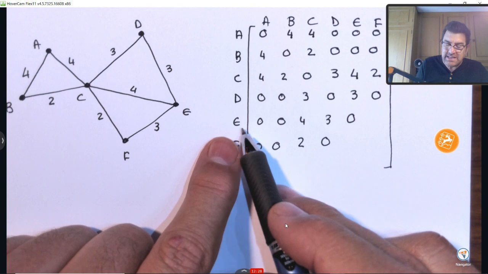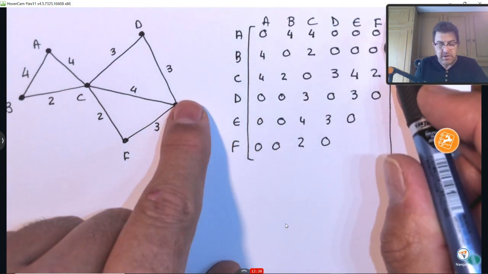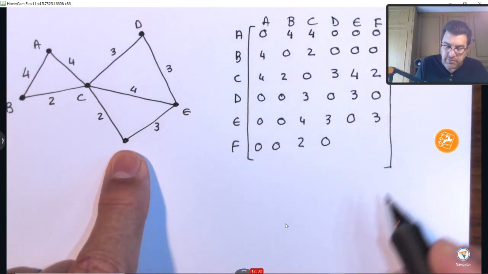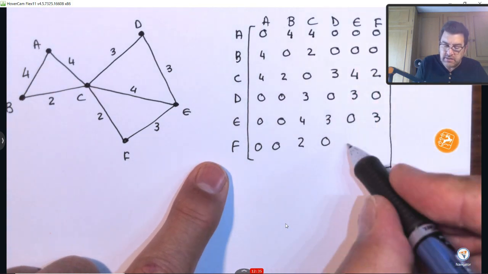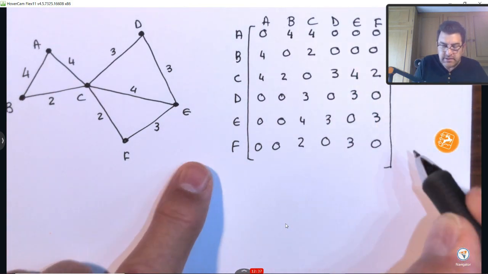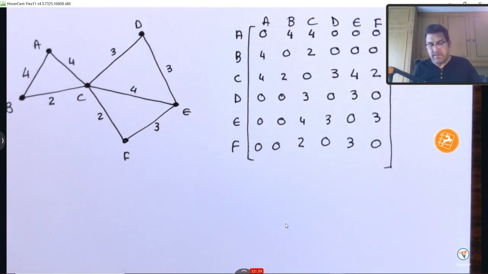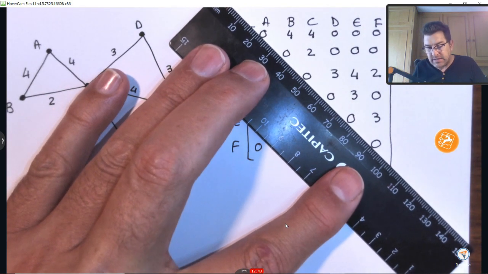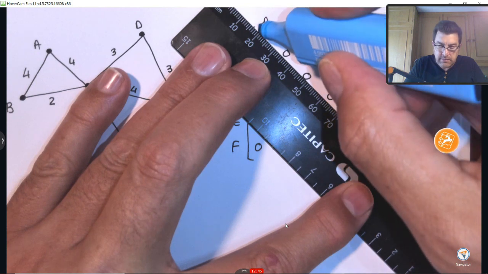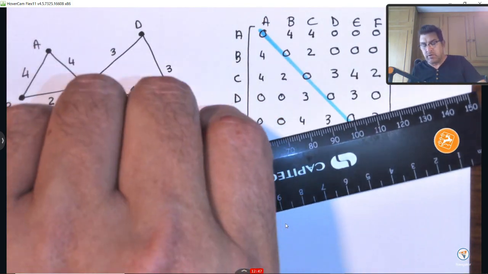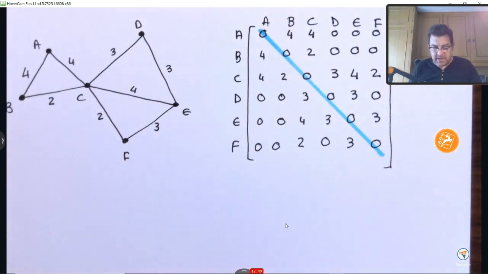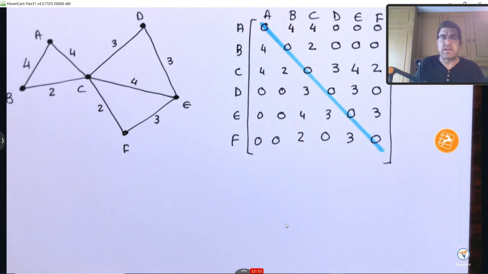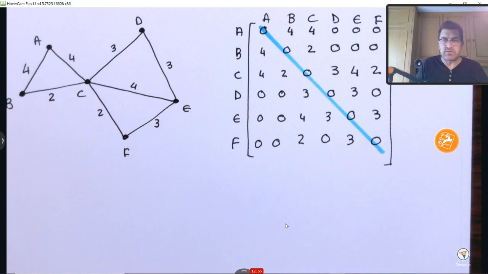Now between E and F there's a pathway of 3. So between F and E there'll be a pathway of 3 and there'll be a 0. Now if I highlight my diagonal for myself, so that I know I'm working either above it or below it to find the minimum spanning tree. So that's my adjacency matrix.